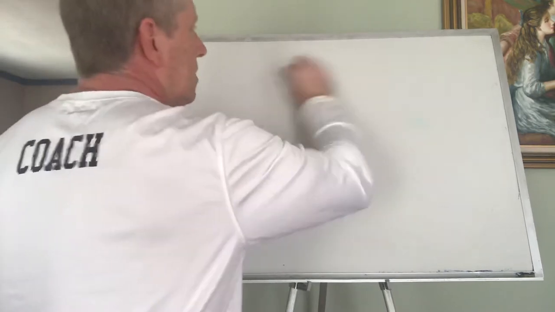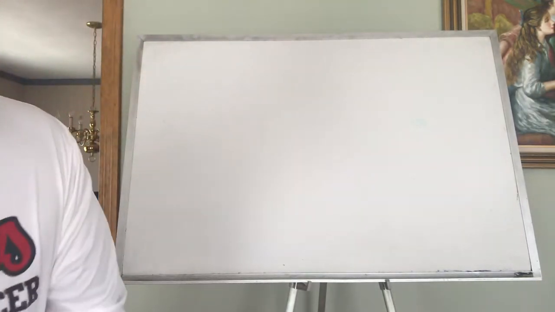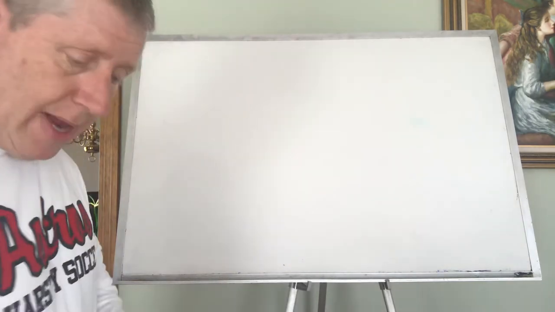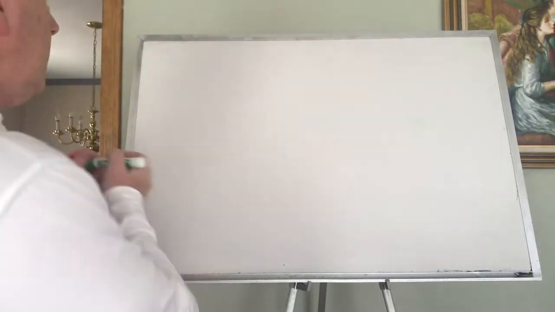All right, let's try the next one. What do we got here for B? Silver chromate. Okay, we got some silver chromate.